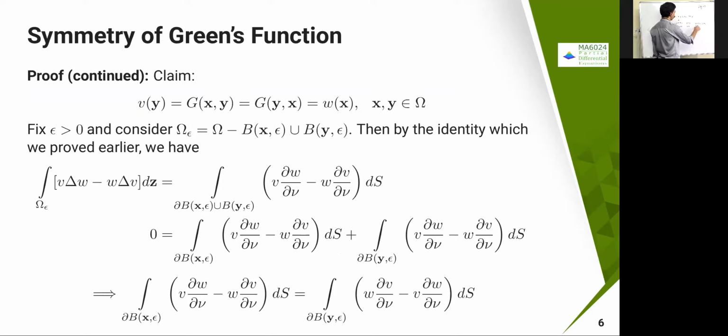If I prove this one, then V of y is nothing but G of x comma y, and W of x is nothing but G of y comma x. So what I need to prove is this: V of y equal to W of x.